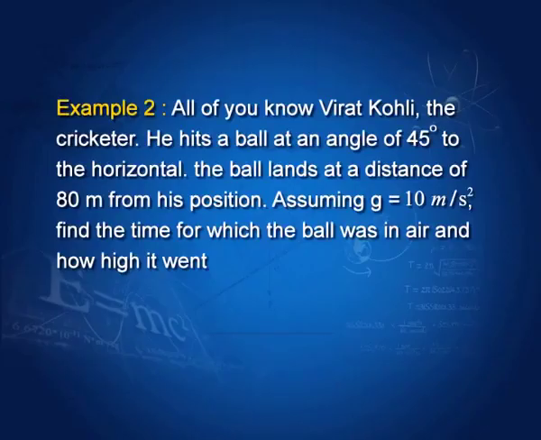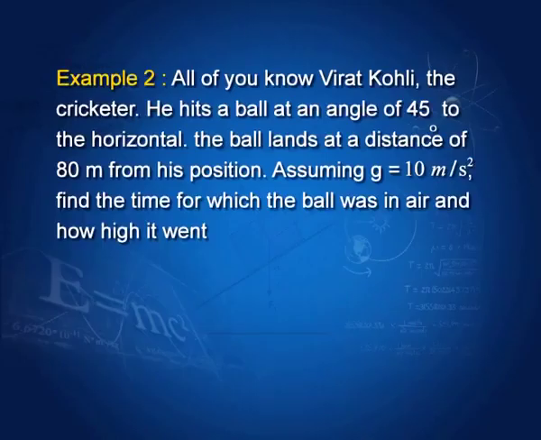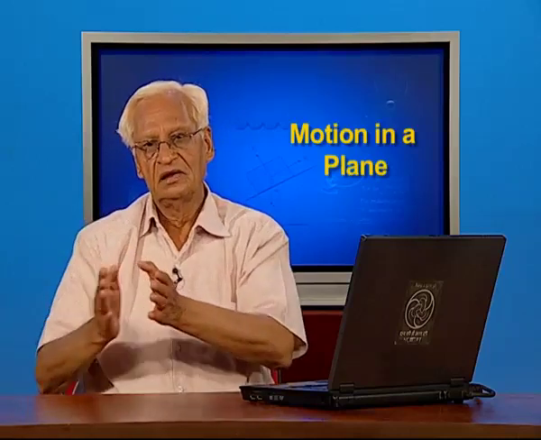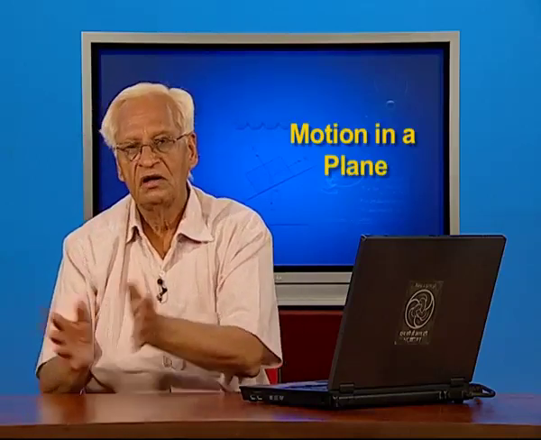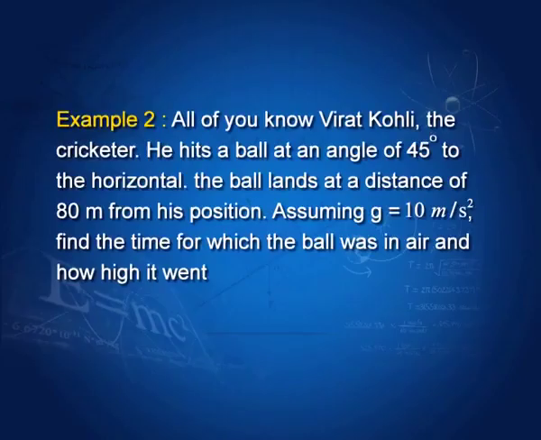The ball lands at a distance of 80 meters from his position, that is, from the pitch the ball lands at a distance of 80 meters. Assuming g equal to 10 meters per second square, find the time for which the ball was in air and how high it went. That is also important for the fielder, because the fielder must know where the ball is likely to fall, so that if he is there, he can catch the ball.